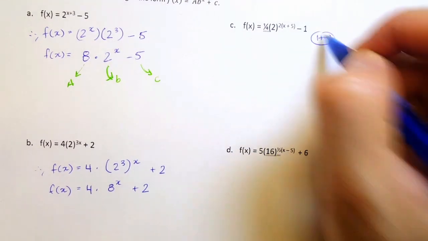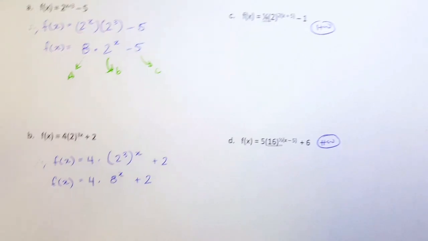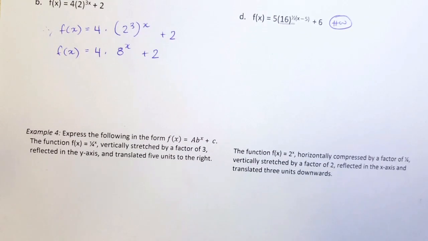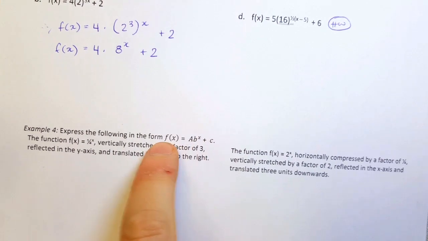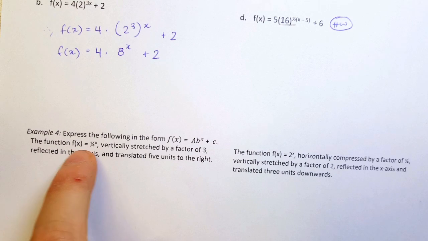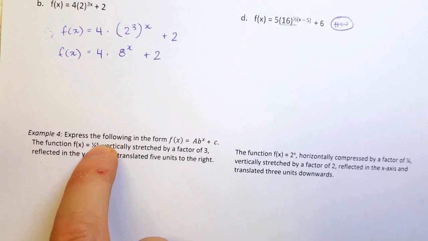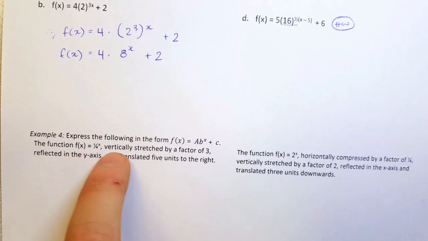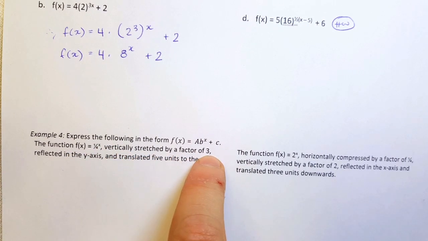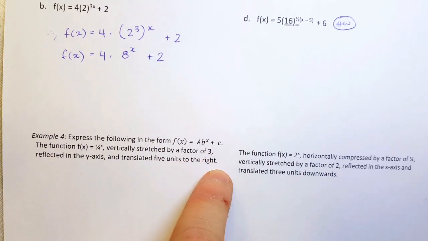C and D are homework questions, and we'll end this lesson with example 4. Express the following in the form of f of x is equal to a b to the power of x plus c. So I'm just going to take this description and put it in this form right here. So the function f of x is equal to 1/4 to the power of x. So my base is 1/4 and I'm raising it to the power of x. Then I'm taking this function and I'm vertically stretching it by a factor of 3, reflecting it in the y-axis, and then translating it 5 units to the right.